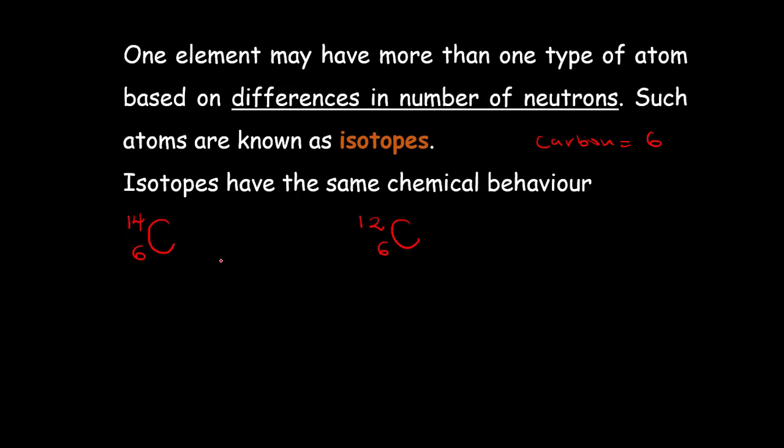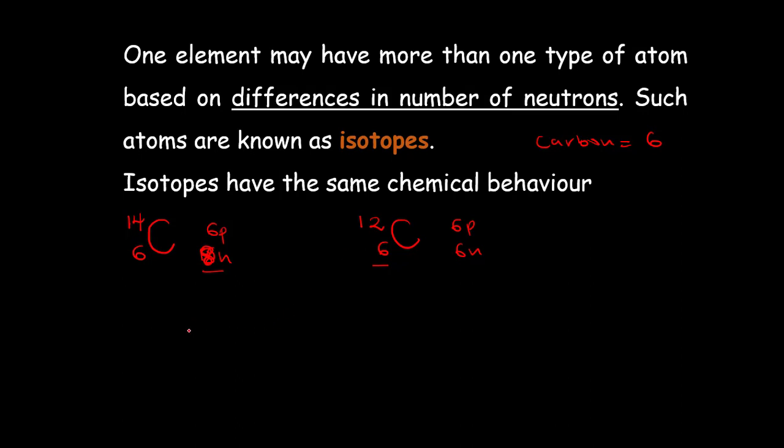And how is that possible? It's because they will have a different number of neutrons. This carbon-14 will have 6 protons and 8 neutrons, while our carbon-12 will have 6 protons and 6 neutrons. So the difference is basically in the number of neutrons, 8 to 6. So we shall say one element may have more than one type of atom. Like this carbon, it has carbon-12 and carbon-14. These are two different atoms of the same element.